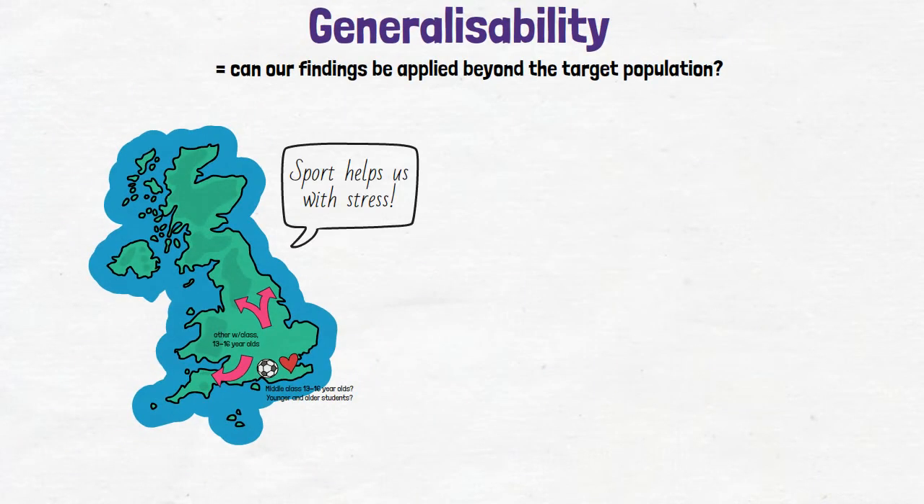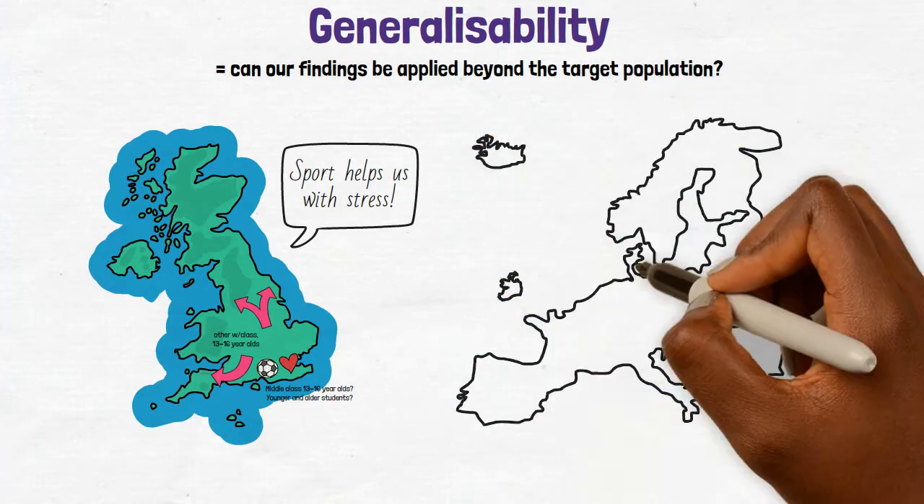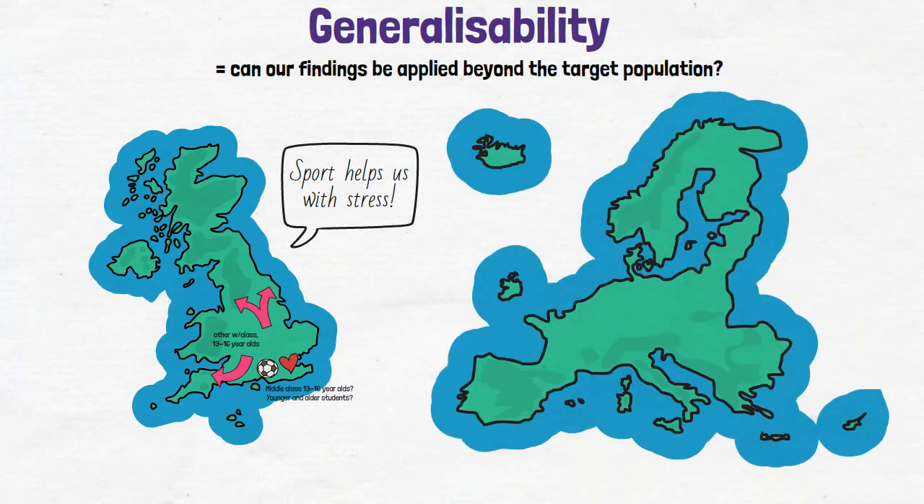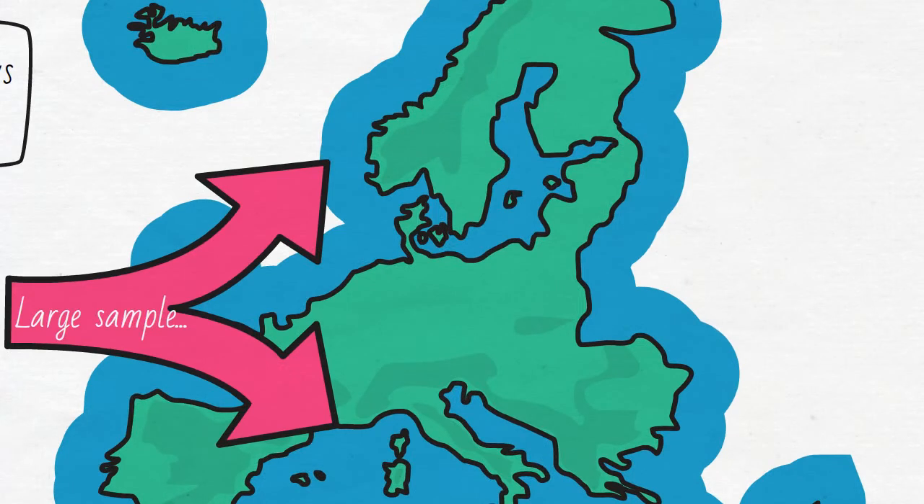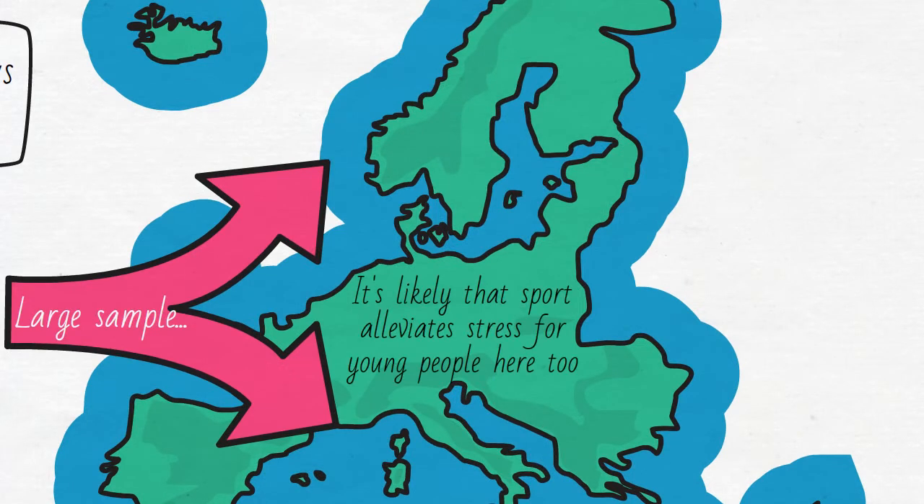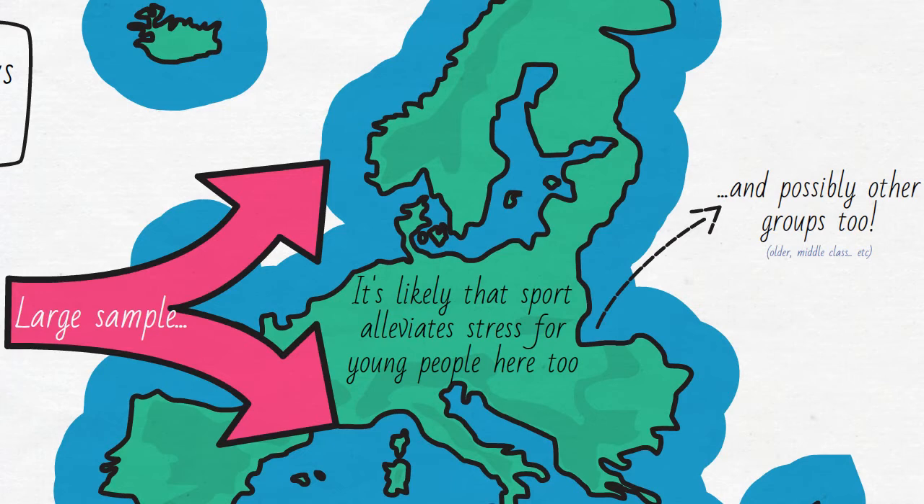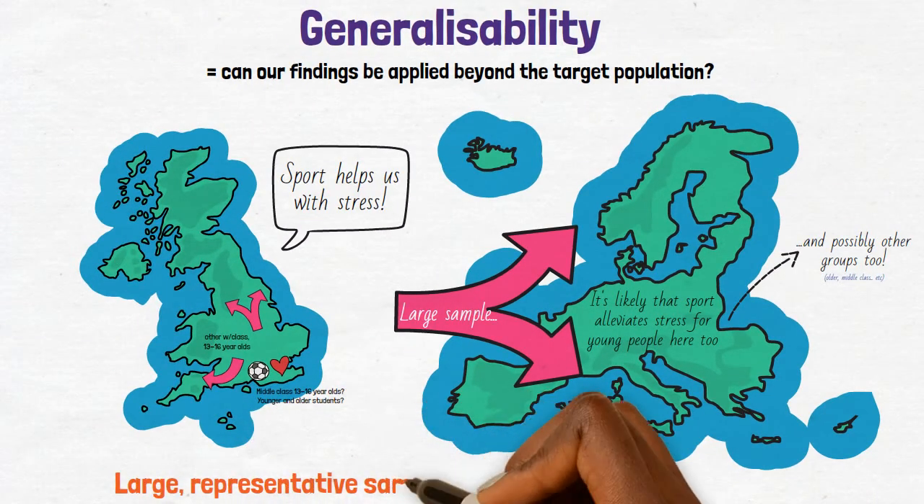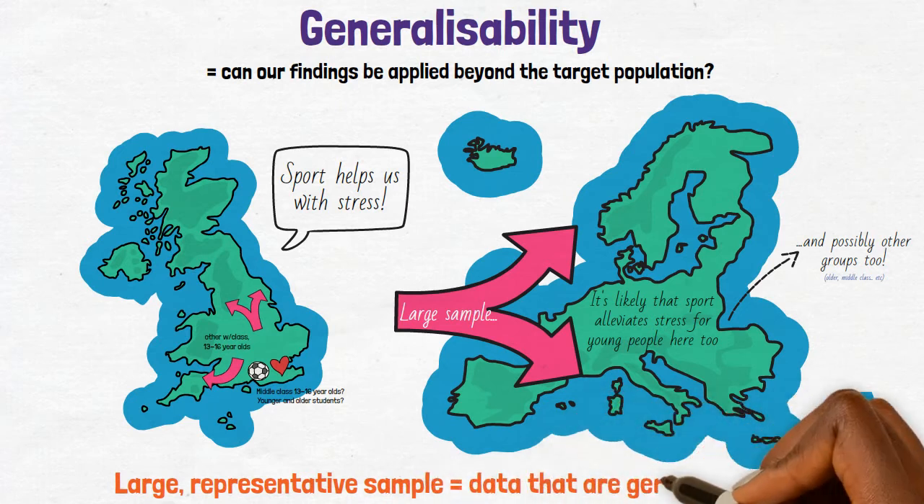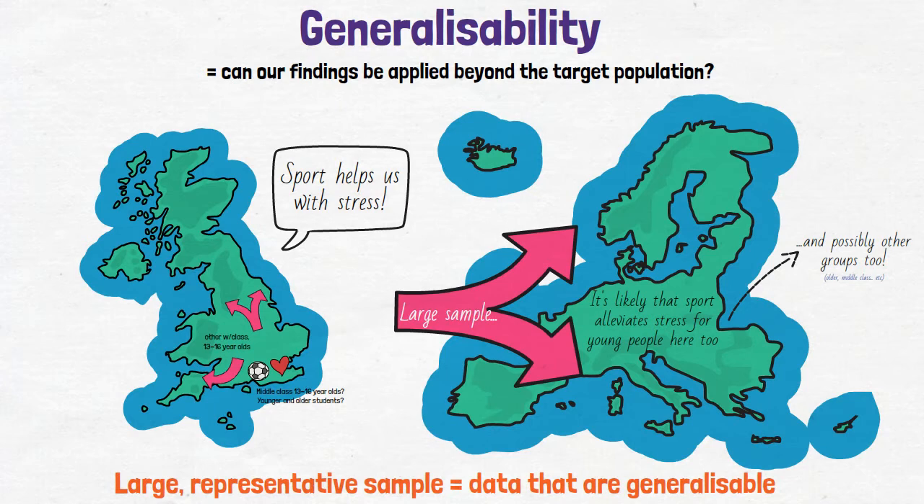If our sample was small, say only 20 students, then it would be short-sighted to suggest this. But if it was larger, say 1,000 students, we might be able to generalise the data. So, overall, if you have a large, diverse sample, you should end up with data that are generalisable. Data are unlikely to be generalisable unless the sample of people is representative of the wider population.